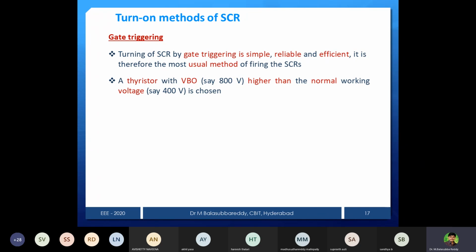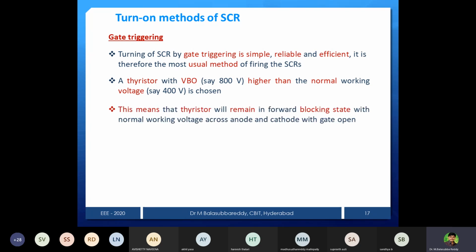After all, the working voltage of the device is 400 volts, but if you give 800 volts across the device, that process is an unwanted process. That is the reason we generally don't use it. The device remains in the forward blocking condition as long as the voltage is kept under 800 volts.